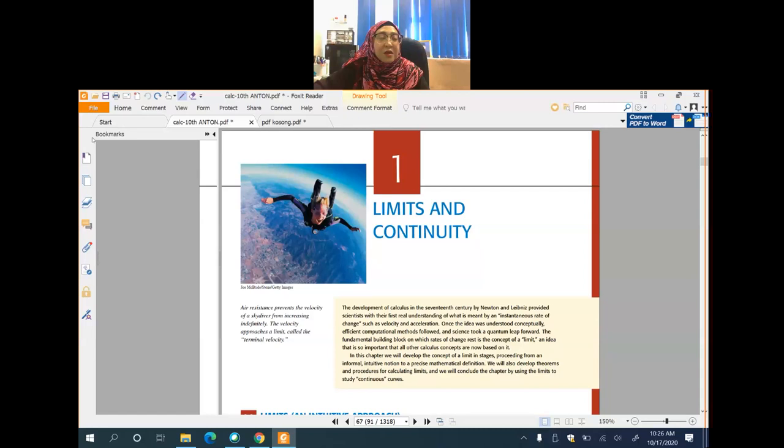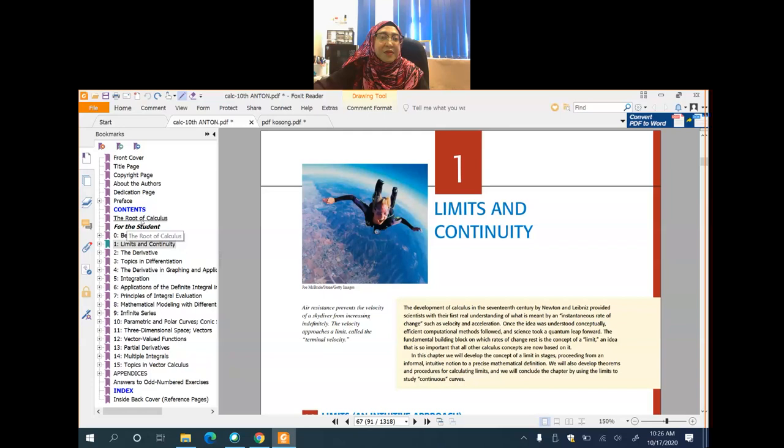The first chapter will be the root of calculus for the students, and then we have a zero chapter, which is before calculus. I expect all of you to read the contents of before calculus. For this class, we will straight away go to the first chapter, which is limits and continuity. This is the limit that we were talking about, the limit which is related to the derivative.